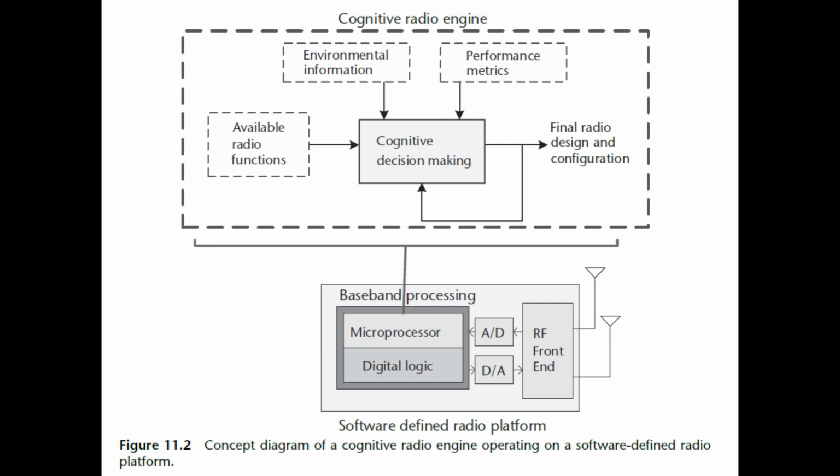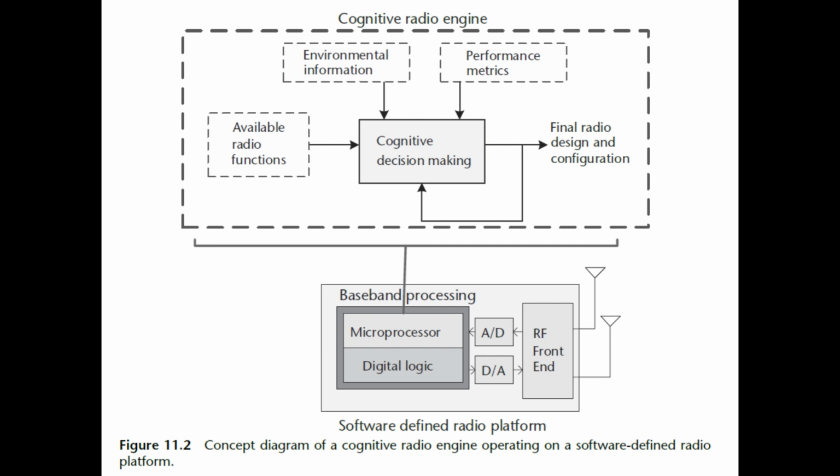The central component of the cognitive radio engine is the cognitive decision-making module. This module processes the inputs from the environment, available functions, and performance metrics to make decisions about the best radio configuration. The output of this module is the final radio design and configuration, which dictates how the software-defined radio platform should be set up and operated.